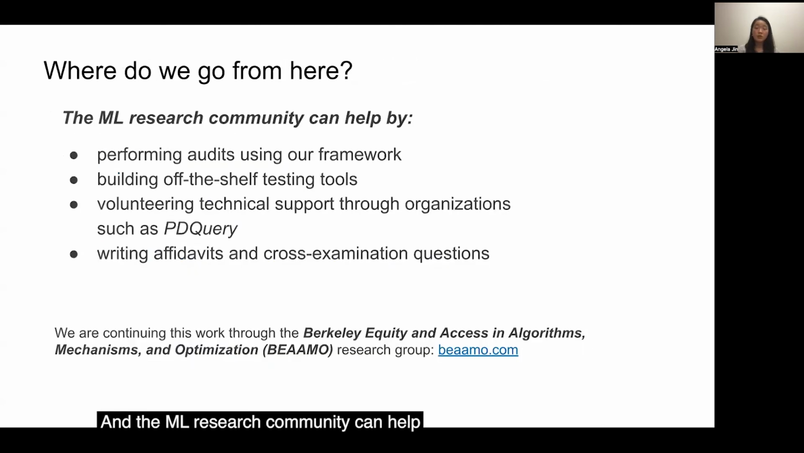And the ML research community can help by performing audits of evidentiary statistical software to highlight issues with validity, building off-the-shelf testing tools, volunteering technical support through organizations like PD Query, who connect STEM experts with public defenders, and writing affidavits and cross-examination questions that can help illuminate issues with the validity of evidentiary statistical software.